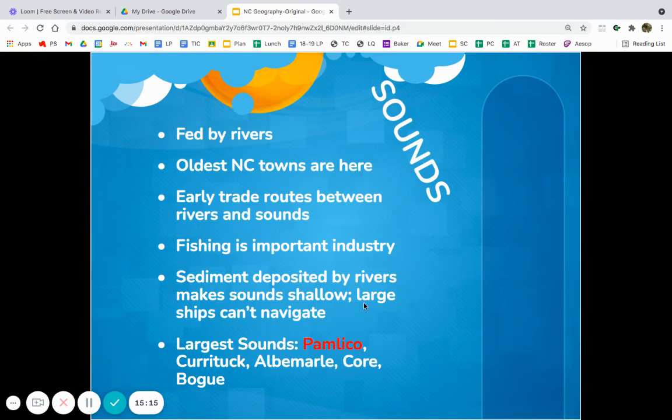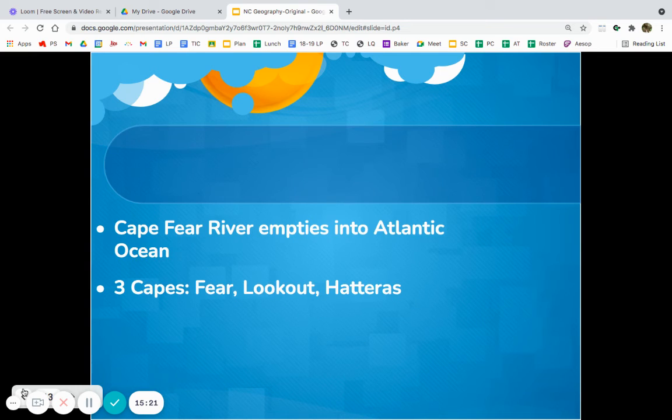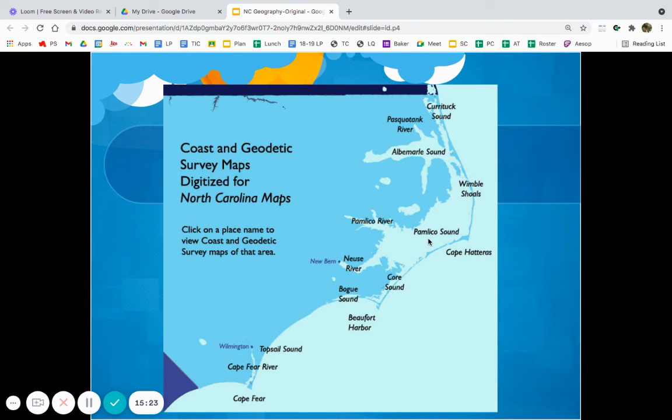And when we're talking about the sounds, coming back to this map and looking at this, these sounds are big, but they're not necessarily super deep. One of the reasons is that the rivers are constantly flowing into them and picking up sediment. Sediment is little tiny pieces of rock, dirt, anything like that. As the rivers flow, they pick them up and drop them. The water runs into here, and the sediment falls to the bottom of the sound. This has been going on for millions of years.